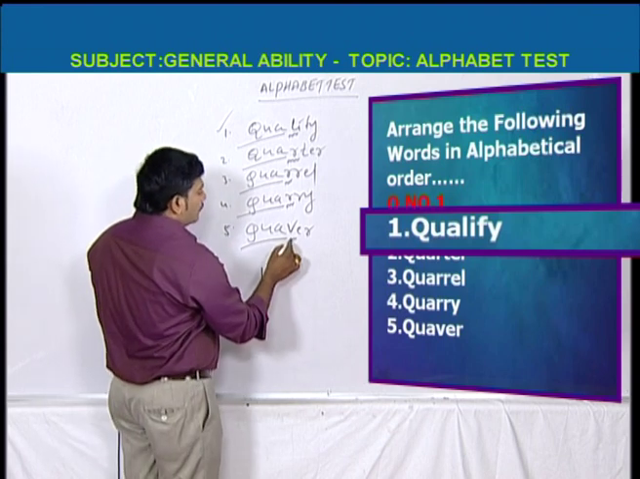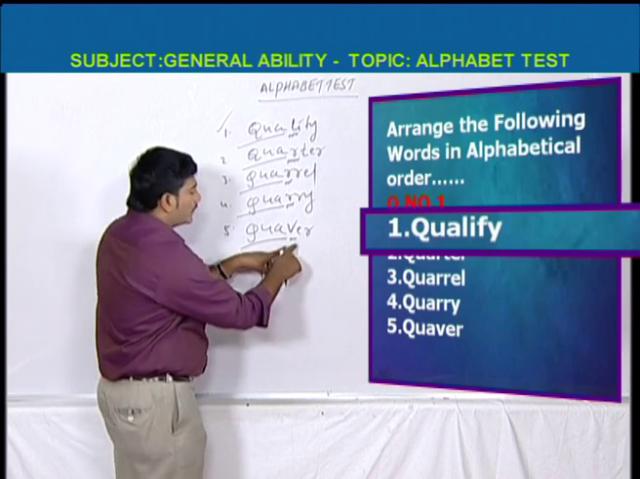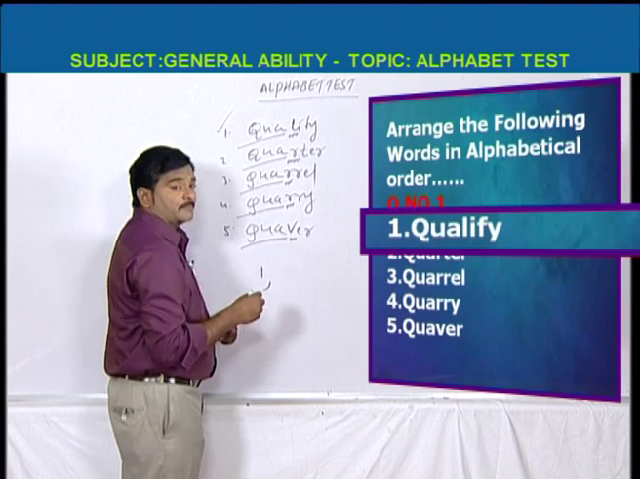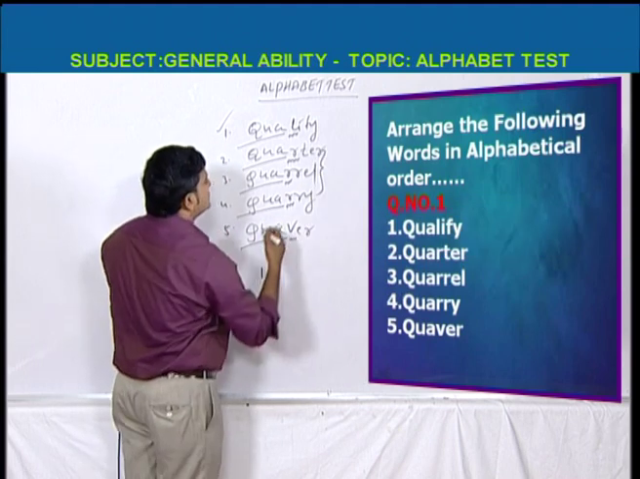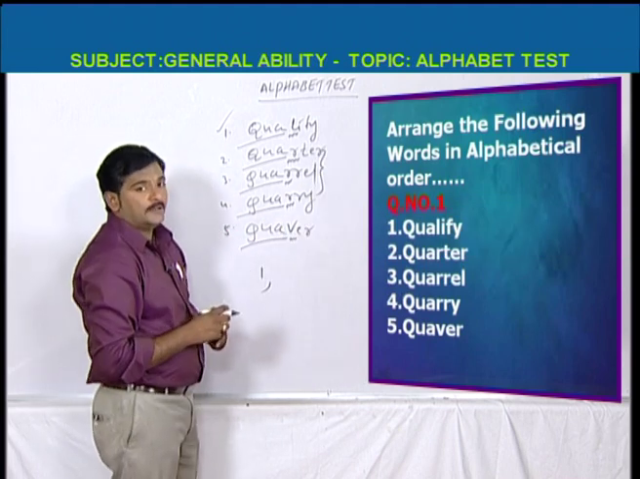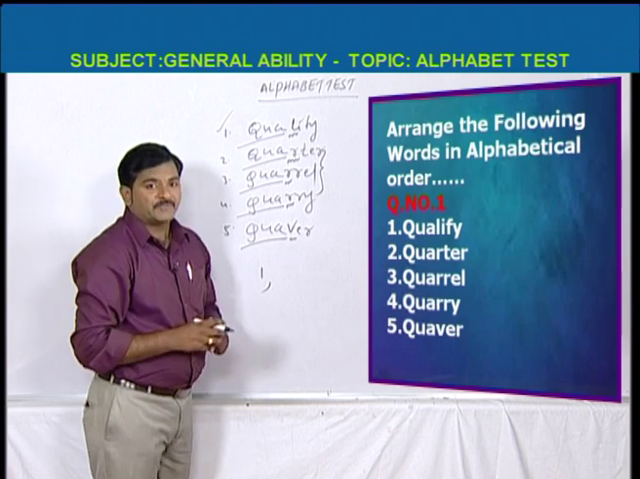Secondly, V will not come anyhow, because before V, R will come. Now we will focus on these 3 words: quarter, quarrel and query. Focus on this.